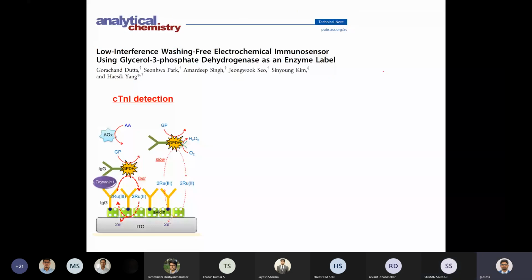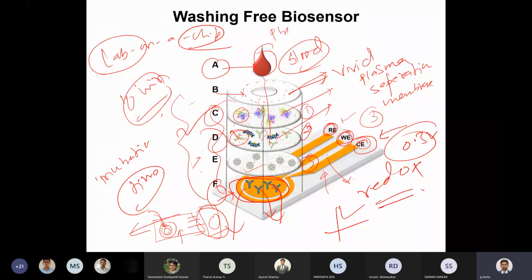So when you drop the sample, here B is a plasma separation. It will separate all the blood cells. Then you will get the liquid part from the blood, that is plasma. Then it will go through all the membrane, so it will dissolve all the chemicals. Also, if your sample contains antigen, I mean target, then it will come to the surface and bind on the primary antibody. Okay, clear.